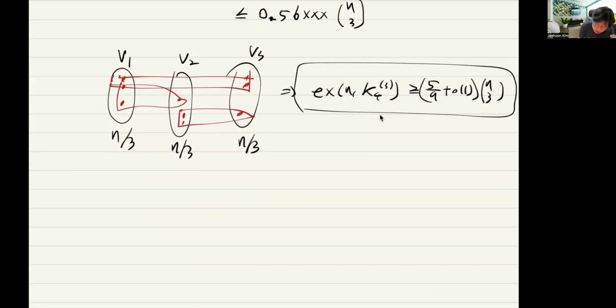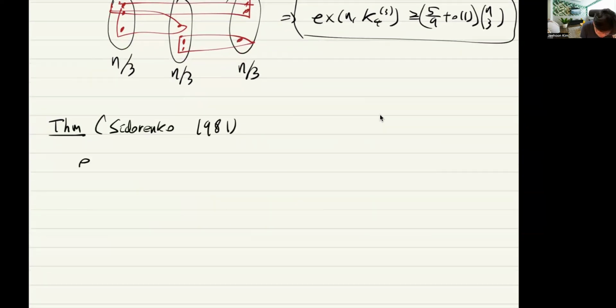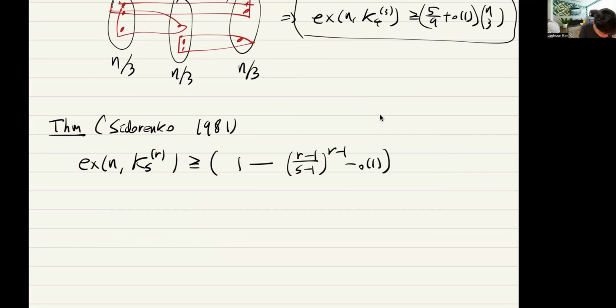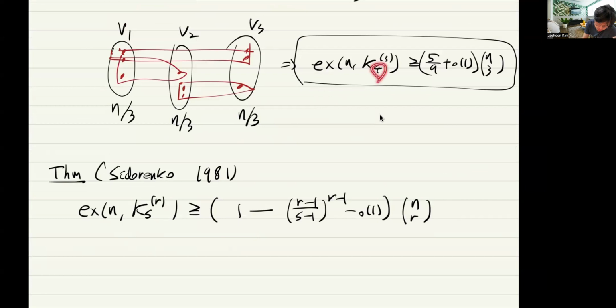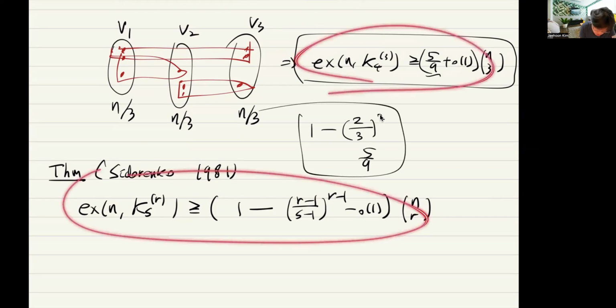Then the natural question is, for other values other than 3 and 4 here, what lower bound do we get? So Sidorenko in 1981 proved the following lower bound, generalizing the above construction. You have 1 minus ((r minus 1)/(s minus 1)) to the r minus 1. So in fact, when this is s, this is r, and what? 1 minus 2/3 squared. So you get the 5/9 here as before. So this is a generalization of this lower bound.